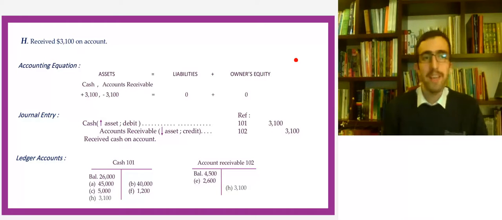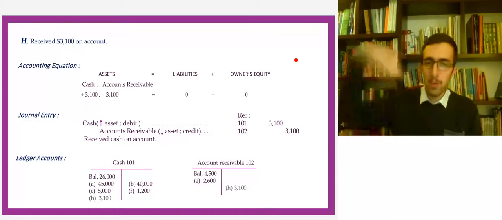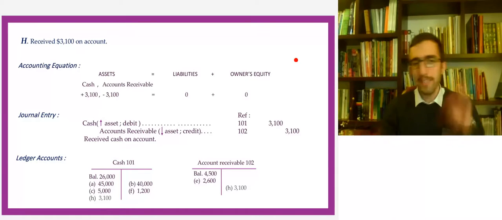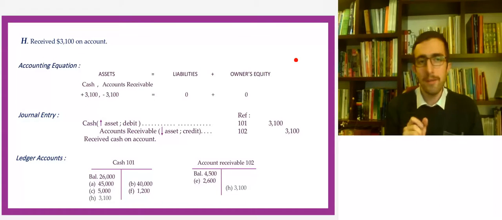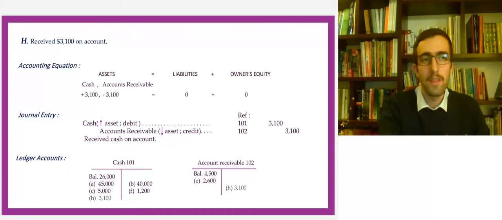The next one is received $3,100 on account. Our involved accounts are cash and accounts receivable. One of them increased and the other decreased. So the accounting equation is still equal, and the amount of this transaction for both accounts is $3,100.